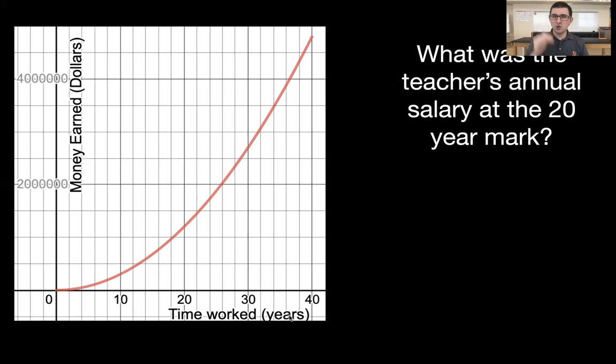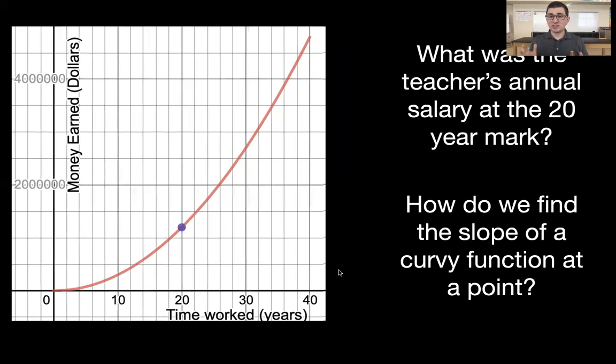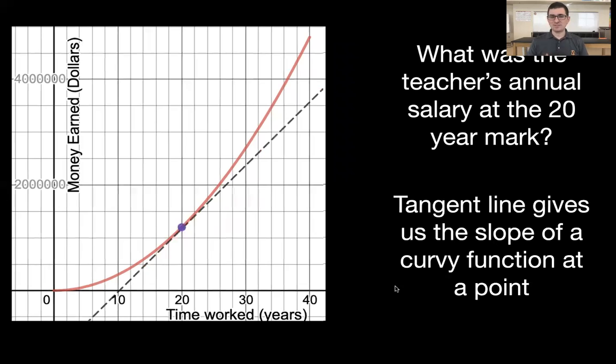So rise over run is going to give us the slope, but we need to draw the slope of this curvy function right here. So the big question for today is, how do we find the slope of a curvy function at one given point? So the given point that we're looking for is 20 years, and what is the slope at that point? And this is where tangent slopes come in.